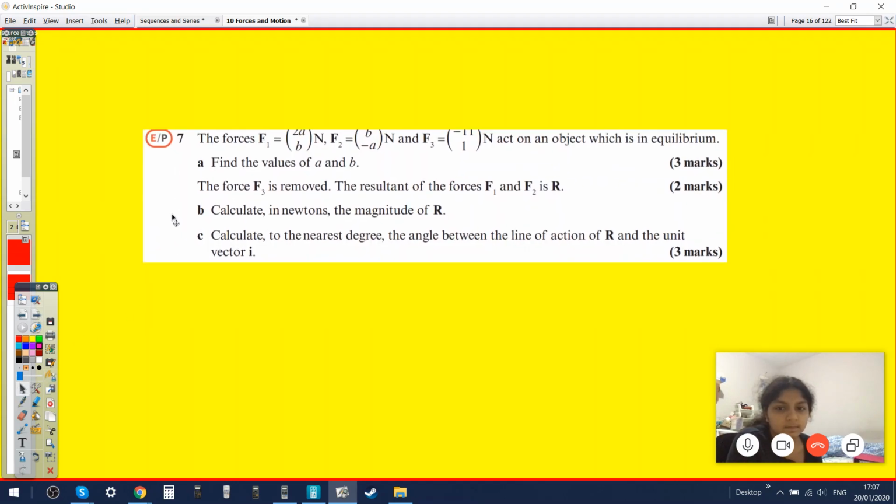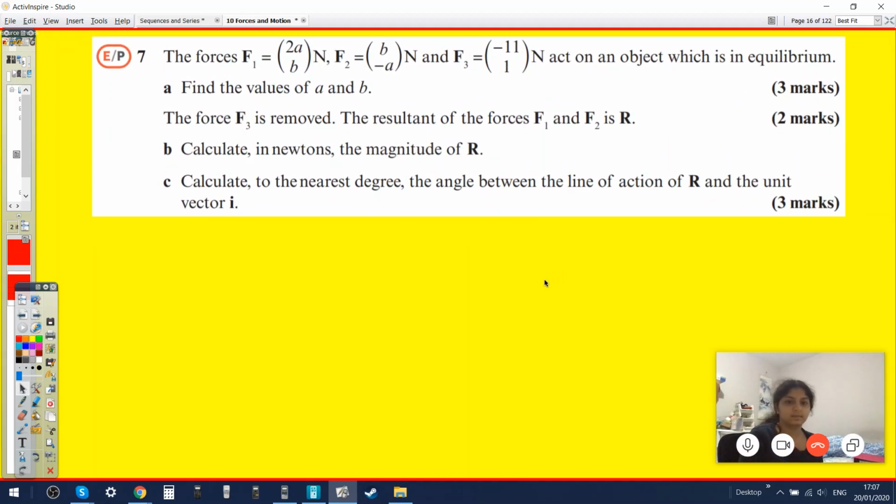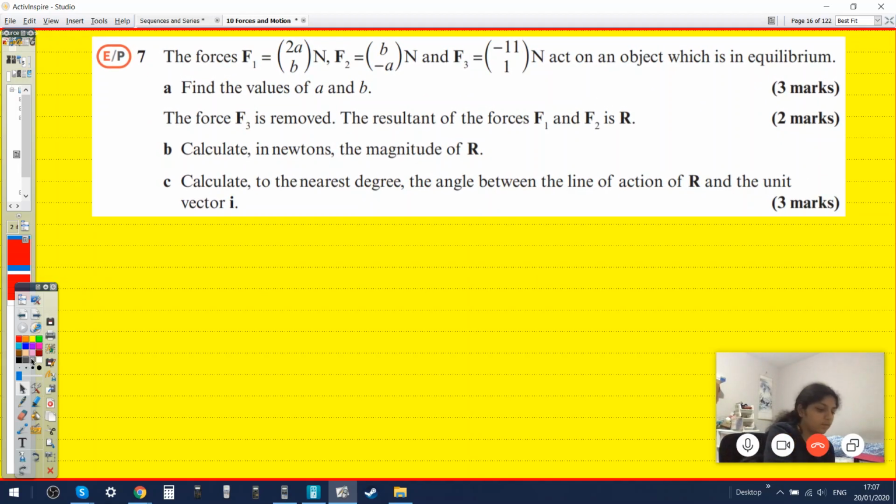This is what an exam question looks like, allegedly. How do we do this? So it's an equilibrium. So that means all the forces add up to 0. So then you can just equate them to 0. And then you have to do simultaneous equations.